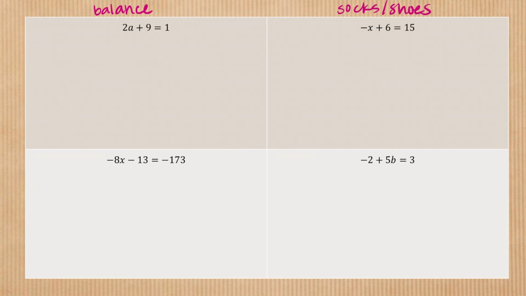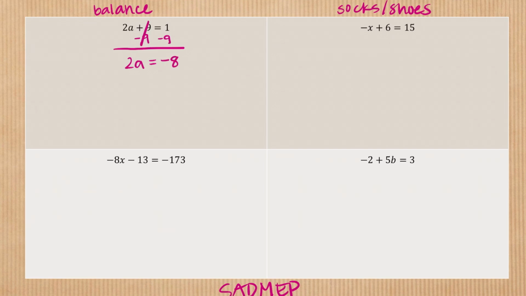And again, the X doesn't matter. It can be any letter. So in this one, first I want to do, remember it's all SADMEP. So I look for whatever is being added or subtracted, which is this 9. So I'm going to subtract 9 on both sides. What that does is that gets rid of that. So I have 2a, and then 1 minus 9 is -8.